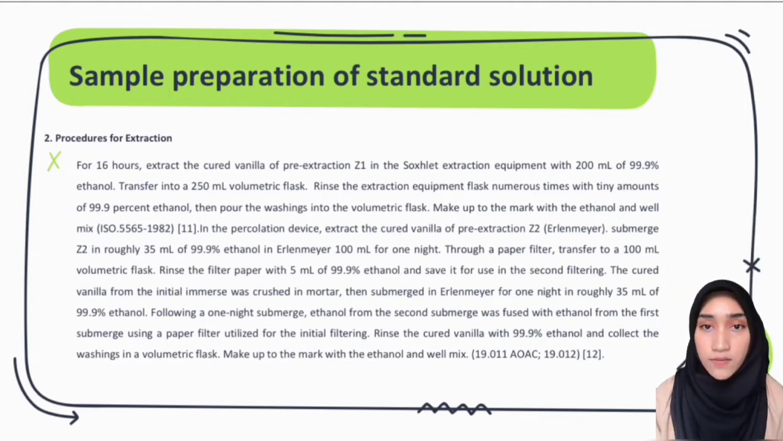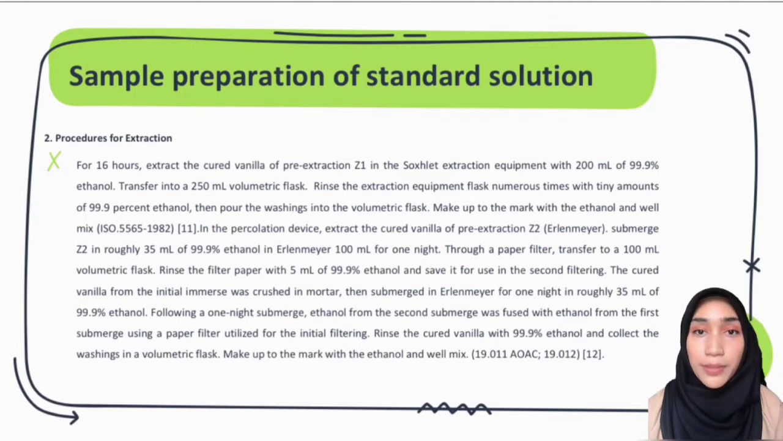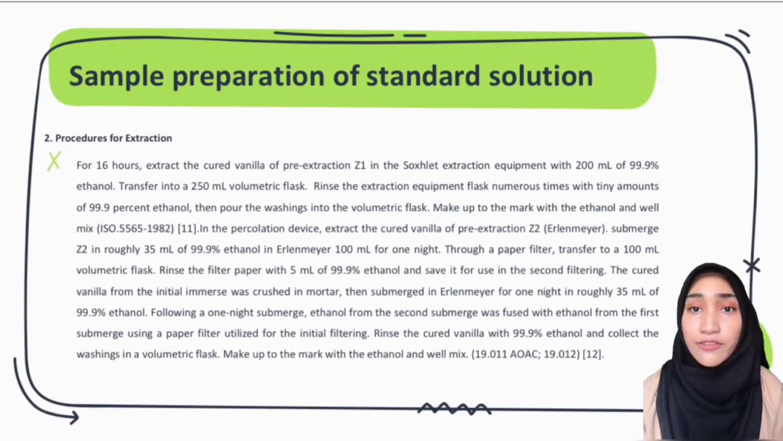In the percolation device, extract the cured vanilla of the pre-extraction Z2. Submerge Z2 in roughly 35 ml of 99.9% ethanol in a 100 ml Erlenmeyer flask for one night. Through a paper filter, transfer to a 100 ml volumetric flask. Rinse the filter paper with 5 ml of 99.9% ethanol and save it for use in the second filtering.